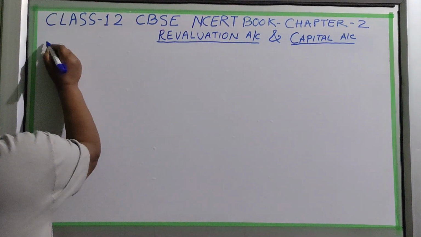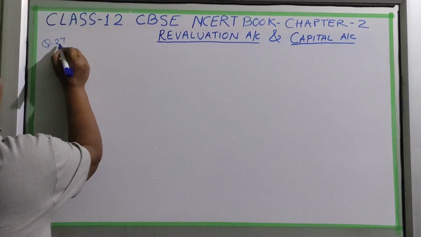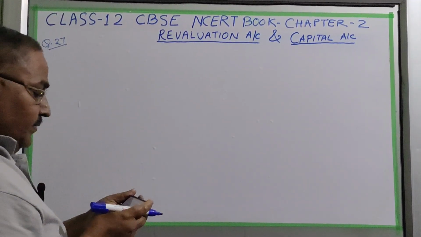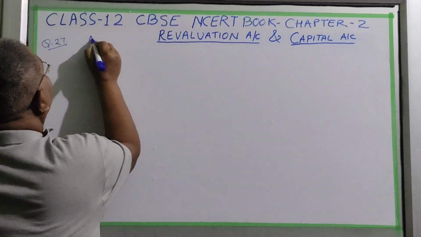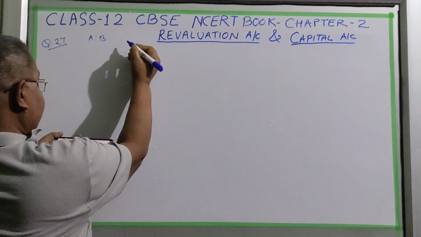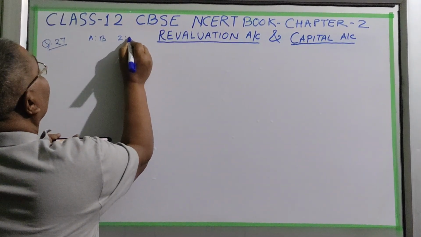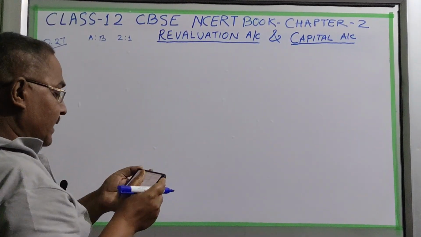Question number 27. So here A and B are partners, and their ratio is 2:1.